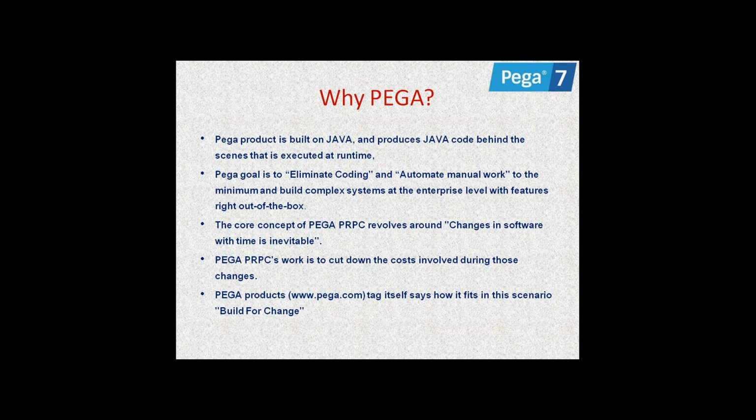The main goal of PEGA is to eliminate coding from scratch, reduce the manual work to the minimum and build complex applications. They are successful in eliminating the coding and automating the work. Other advantages, as we already discussed, are that the overall production cost, manpower and development time are very less. PEGA is also called a build for change product.